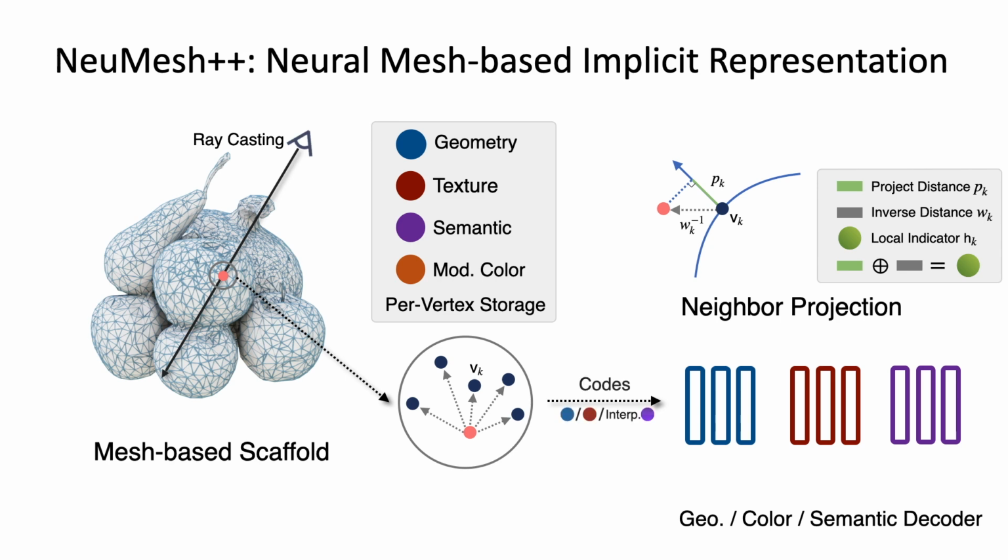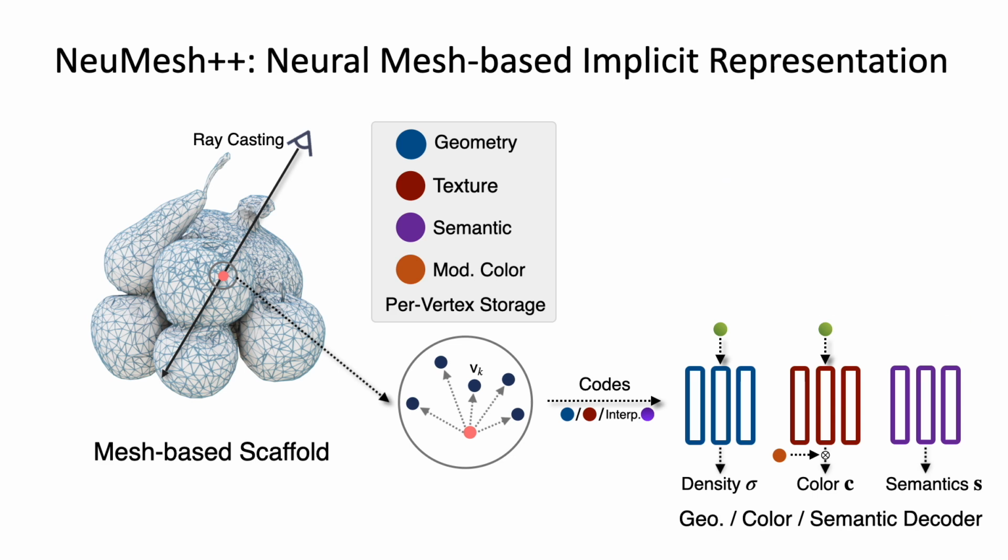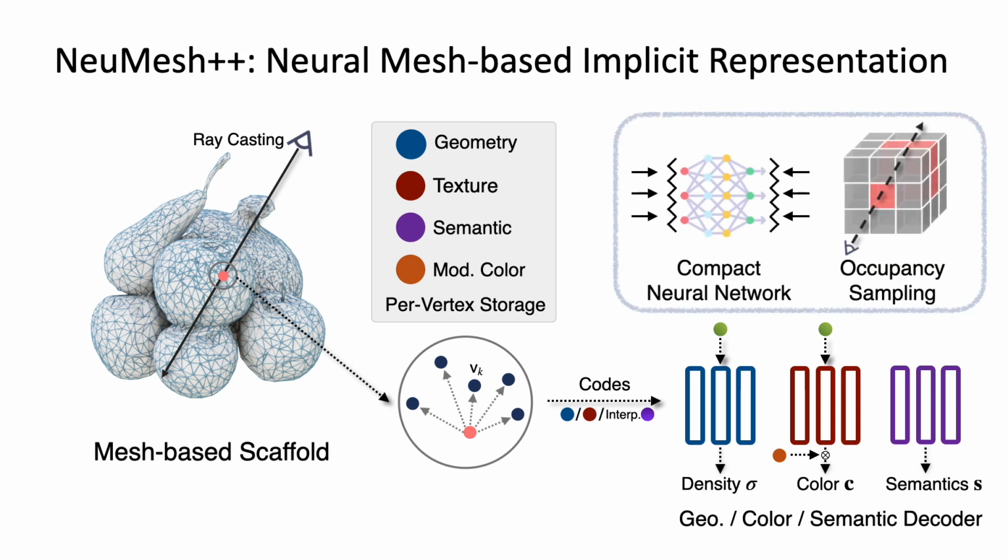We then transform the codes and local indicators into the density, color and semantic feature with separated decoders. The learnable modification color is added to the decoded color to improve the fidelity of the texture editing. We use volume rendering techniques to render the RGB image and semantic feature map, and supervise them with MSE loss. Besides, we use compact neural code and decoder to enhance the training efficiency and employ occupancy sampling to accelerate the rendering. Now, we will show how we enable editing with our representation.